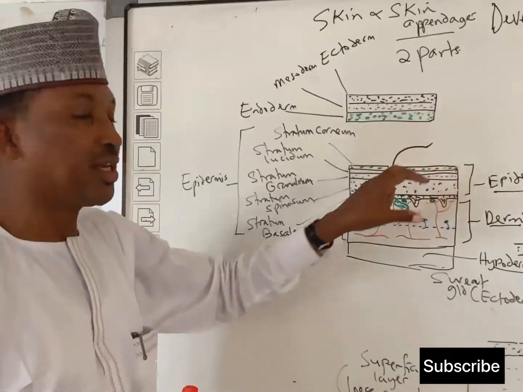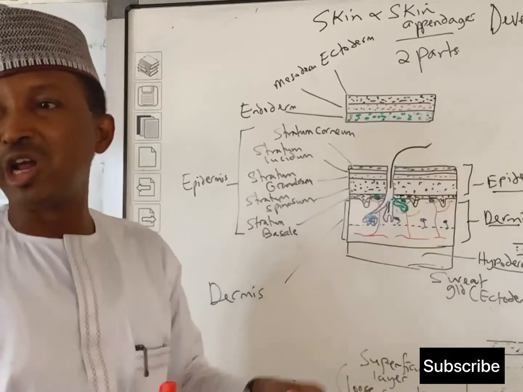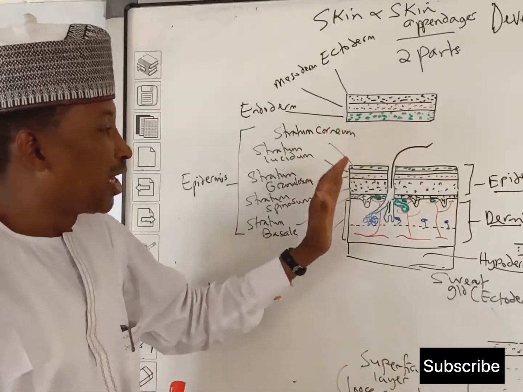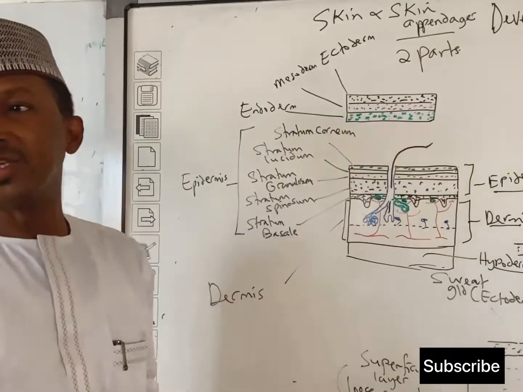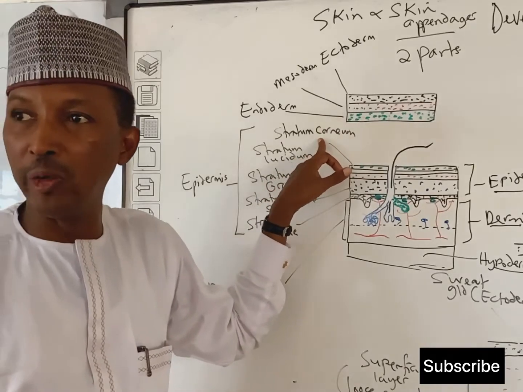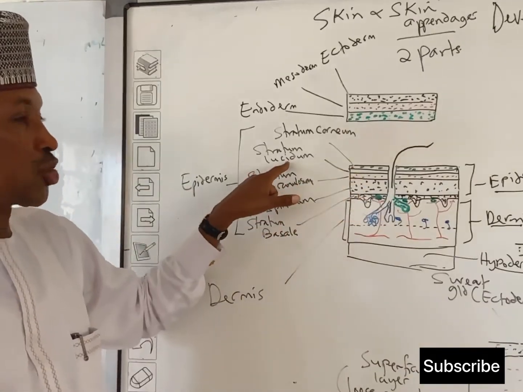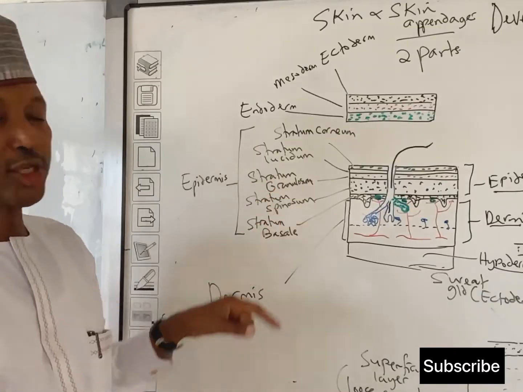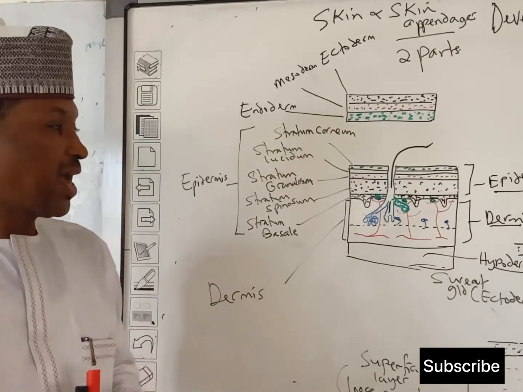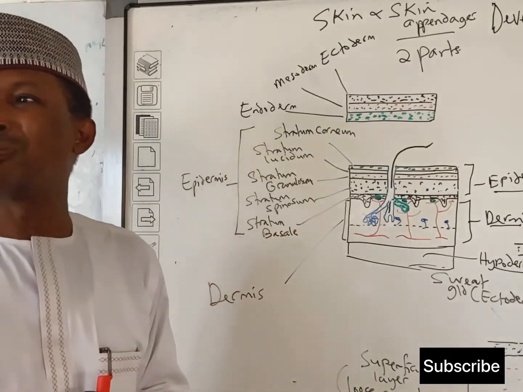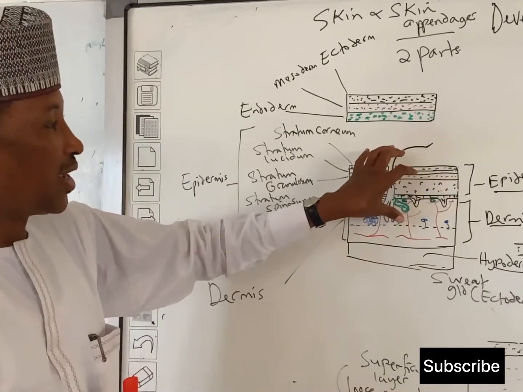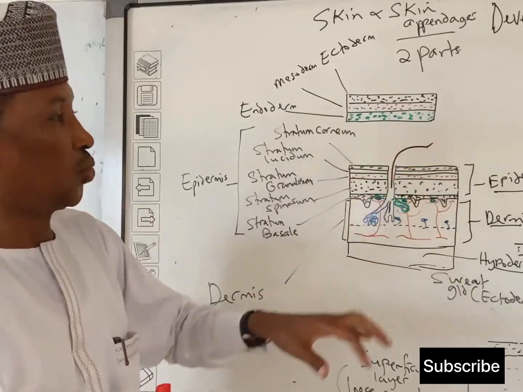If you now take the epidermis alone, the epidermis is made up of 5 layers. It's made up of 5 histological layers. Histologically, if you take skin, you are going to see that the epidermis is made up of 5 histological layers. The first layer is what we call stratum corneum. The next layer is what we call stratum lucidum. And the third one is what we call stratum granulosum. And the fourth one is what we call stratum spinosum. And the last one is called stratum basale. So we have 5 epidermal layers. These 5 histological layers give rise to the epidermis.